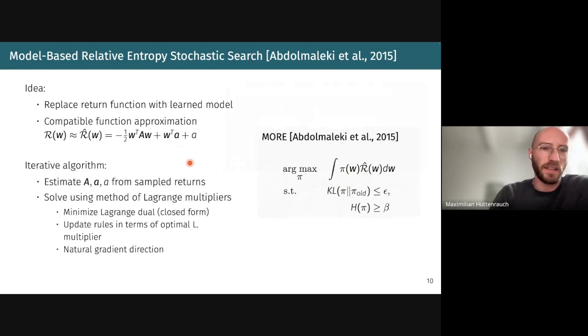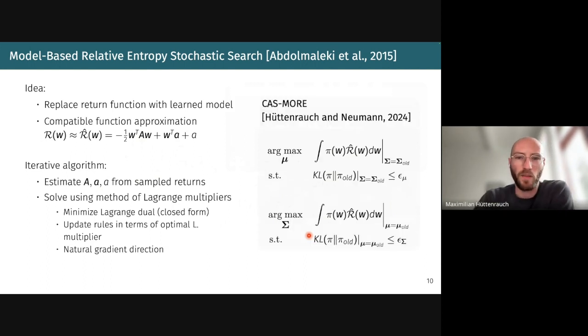And an iterative algorithm would look like this. We would estimate the parameters of this reward model from sampled returns, plug that into this optimization problem, solve using the method of Lagrange multipliers, and then we get update rules in terms of the optimal Lagrange multipliers. And all of this can be done in closed form. We just need some convex optimization to find these optimal Lagrange multipliers. It's also quite a nice algorithm because the update direction is in the direction of the natural gradient.